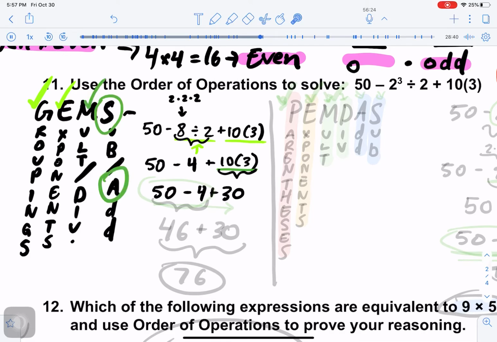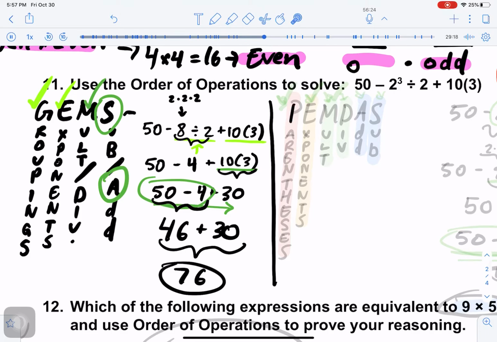I'm on subtraction and addition. I'm working from left to right. So I'll start with 50 minus 4. 50 minus 4 is 46. And I bring down the rest of this, which is just that 30. And now I can solve 46 plus 30 is 76. So like I said, this is one approach that you might use in class. If you did use this and you have a good understanding of it, you can go ahead and skip the next explanation here, the next method that we're going to use, which is the PEMDAS.